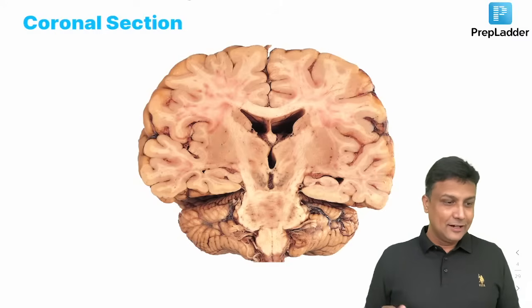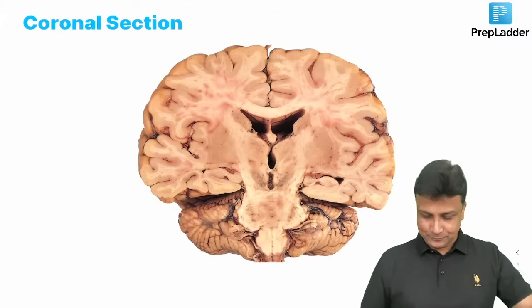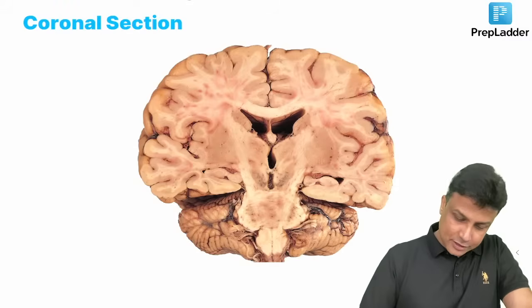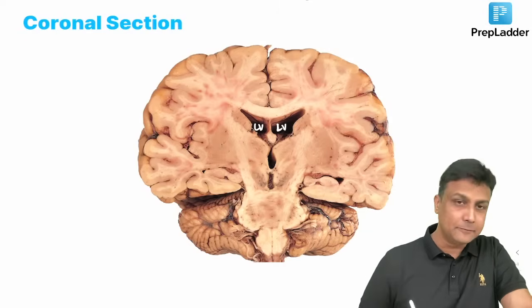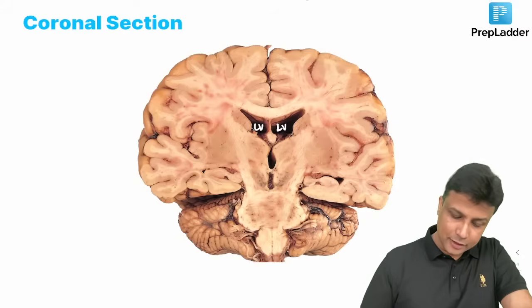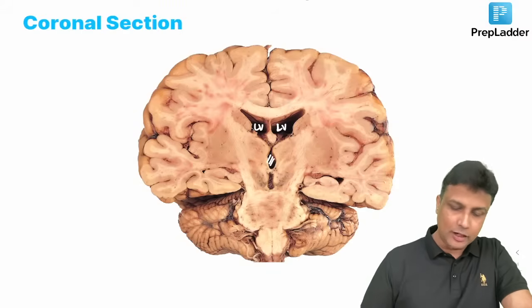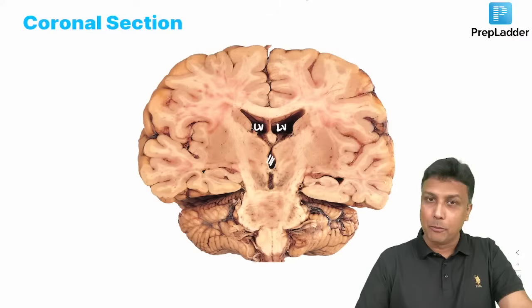First of all, let us see the coronal section right now. The moment you look at this coronal section, you are able to appreciate that there will be a lateral ventricle here, and this one here will be the lateral ventricle. The two lateral ventricles are going to open into the third ventricle via a foramen. That foramen is known as the foramen of Monro.